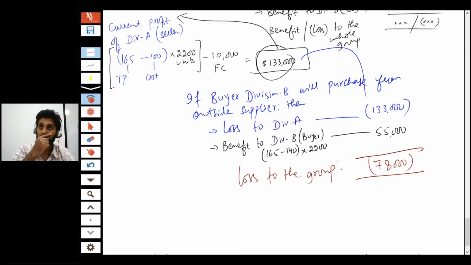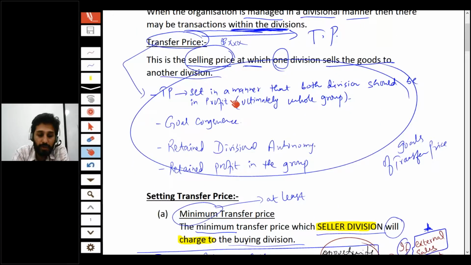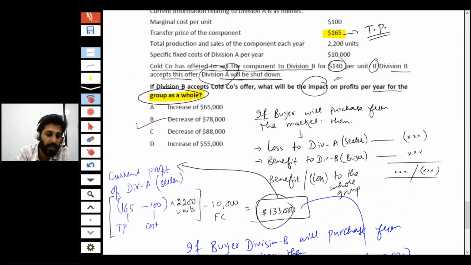And you know that this is not the goal congruent decision, right? Because at the very first page of this presentation, I have told you that the ultimate goal of the transfer price is written right here. This is the retained profit in the group and the goal congruence. Both divisions should be in profit, right? Considering this calculation, now what you should do? The answer would surely be B.